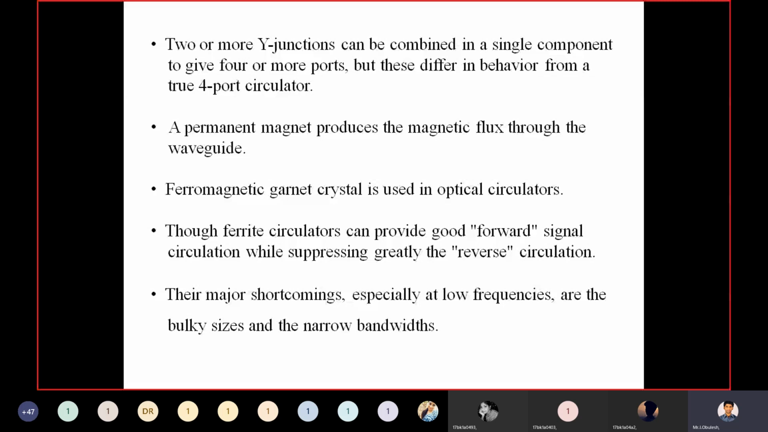Their major shortcomings, especially at low frequencies, are the bulky sizes and the narrow bands.